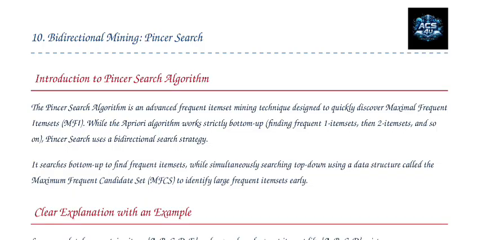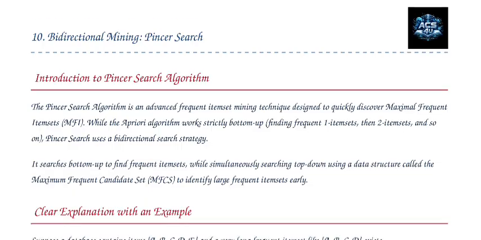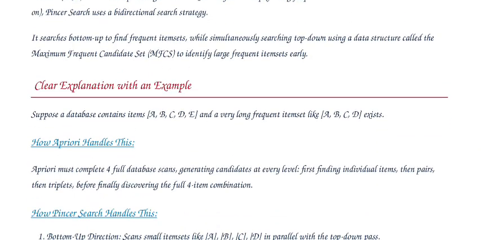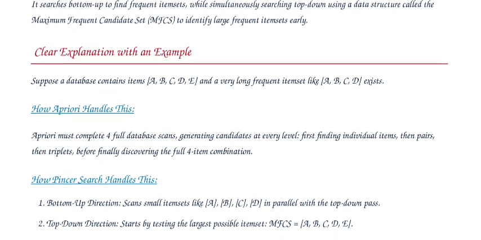It searches bottom up to find the frequent item sets while simultaneously searching top down using a data structure called the maximum frequent candidate set, MFCS, to identify large frequent item sets early. Here's an example. Suppose a database contains items A, B, C, D, E and a very long frequent item set like A, B, C, D exists. How does Apriori handle this?